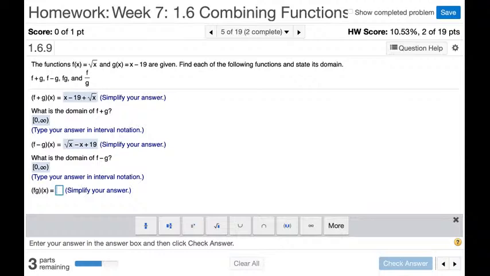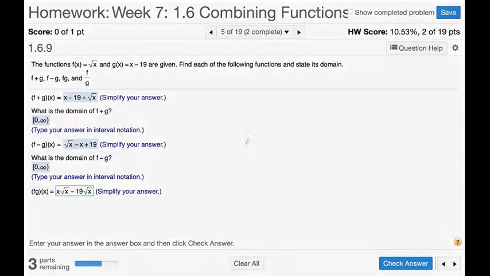Okay, let's see if we write it this way. X times the square root of x. And then minus 19 times the square root of x. Same restriction for the domain.